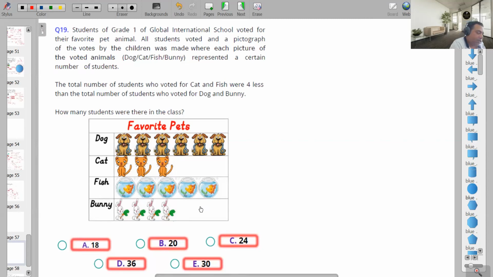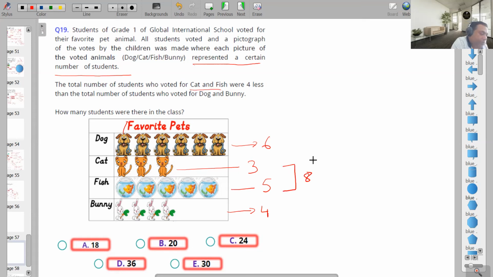Okay, so first let's understand this: each picture represents the same number of students. That's what is given. So we look at the total number of students who voted for cat and fish. Cat we have 3 of them, and fish we have 1, 2, 3, 4, 5, we have 5 of them. The dogs we have 6 pictures, and for the bunny we have 4. Correct? So if we add cat and fish, we get 8, and if we add these two, we get 10.